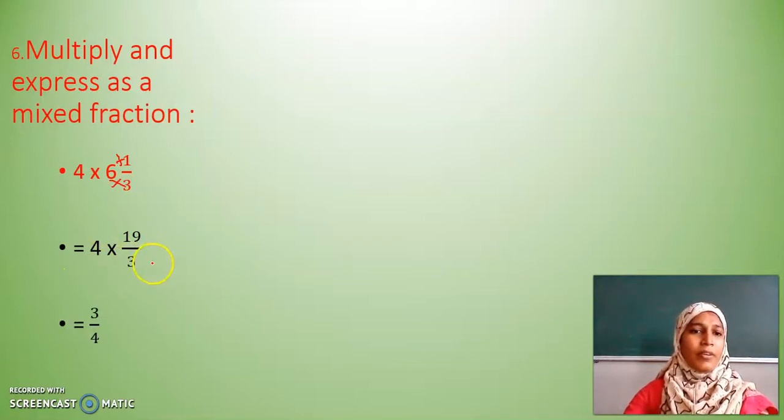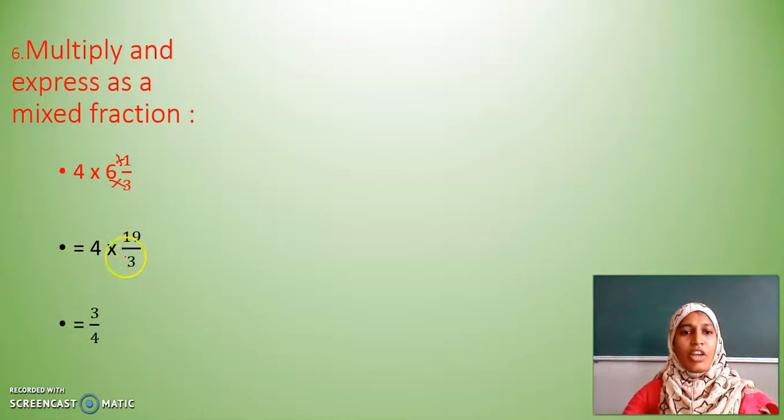Then it is very similar as we did in previous problem. Okay, my dear children? I cannot cancel it. Here the answer is wrong. So 4 9s are 36. 3, 4, 4 plus 3, 7, 76 by 3 is your correct answer. Is it clear, my dear children?